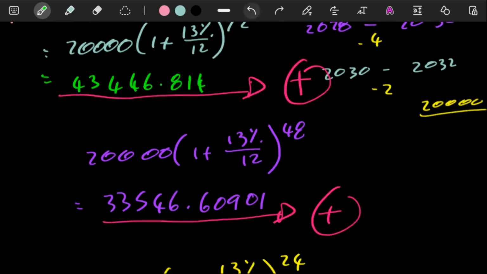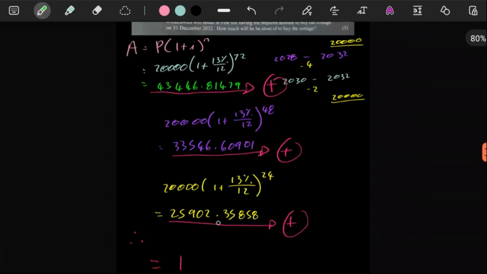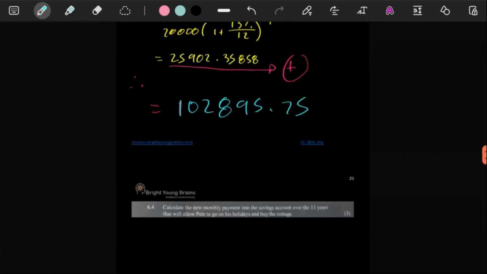43,446.81479. 81479. These are the three numbers we're going to add up. So adding up these three, that's what we're getting. 100,000. This is 100,000. 102,895.75. There we go. So with that being done, let's move on to 6.4.